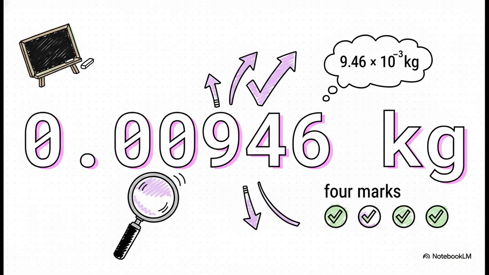And finally, you punch those numbers into your calculator, and you get the final answer, 0.00946 kilograms. The mark scheme also says that standard form, so 9.46 times 10 to the minus 3, is perfectly fine too. Getting that number is your 4th and final mark. And there you have it, a perfectly executed 4-mark question.